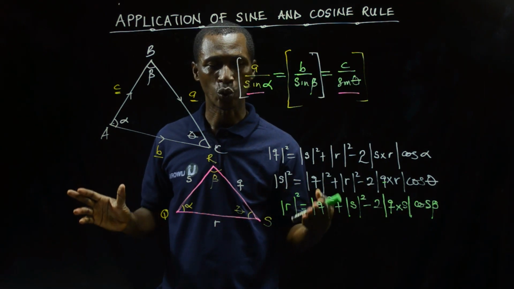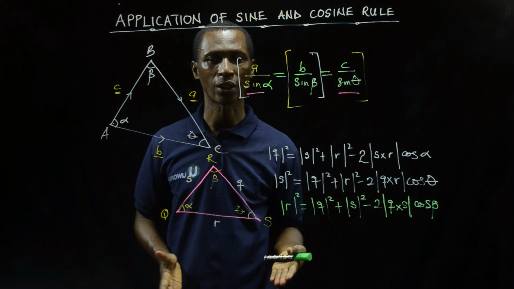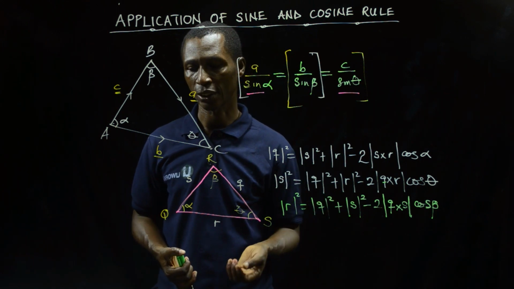If you have been given two external sides and one internal angle to find the third side, then the cosine rule is good. We will try some examples that go with it and then it is going to be very interesting. Thank you.